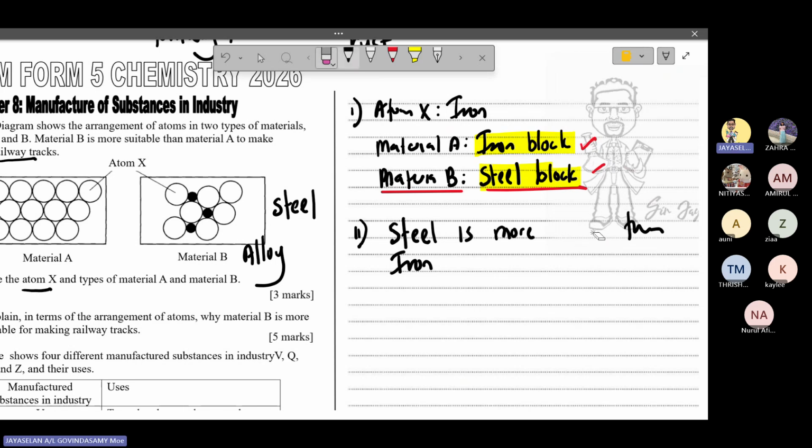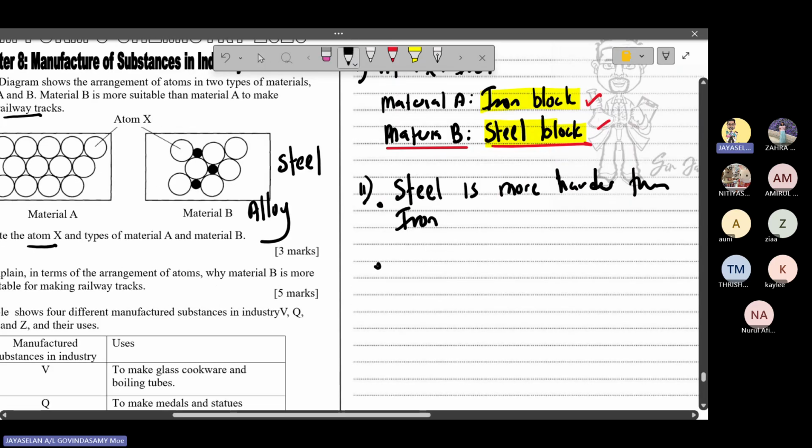Don't write "steel is more stronger." If you put stronger, what will happen? Wow. No marks. Okay, understand? More durable, or cannot? You must put "stronger" or okay, other, sorry, other. Okay, done again. Now you already compare.